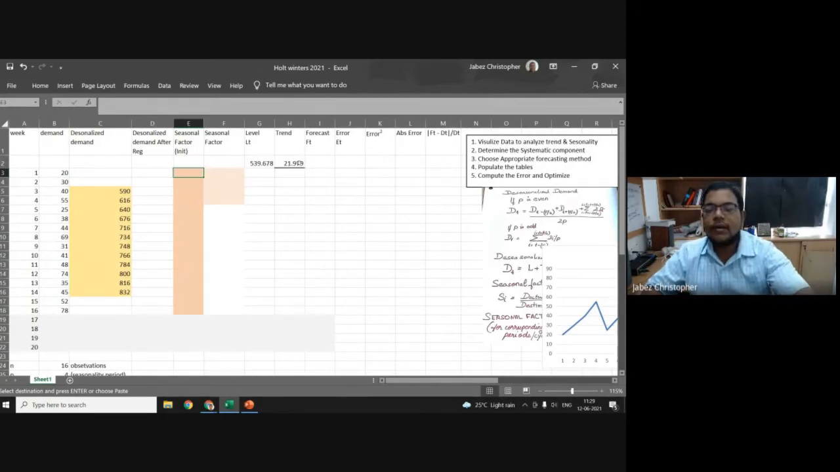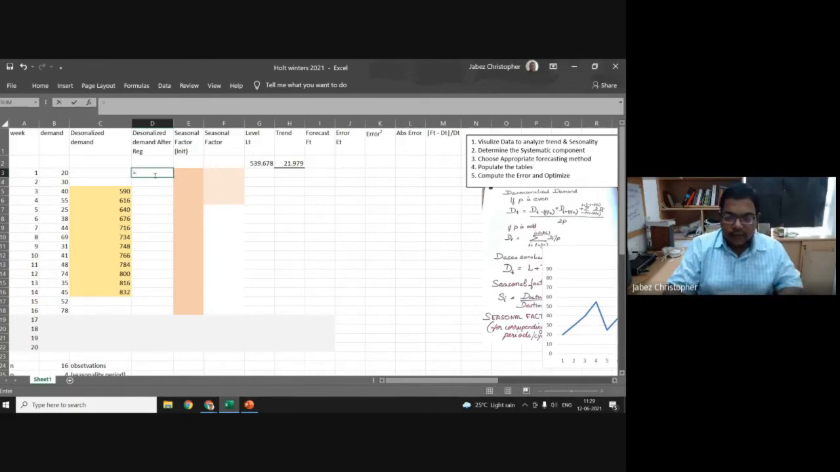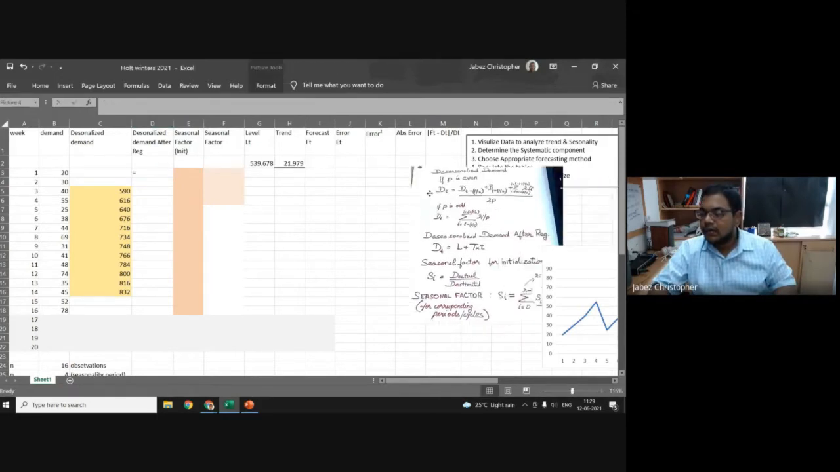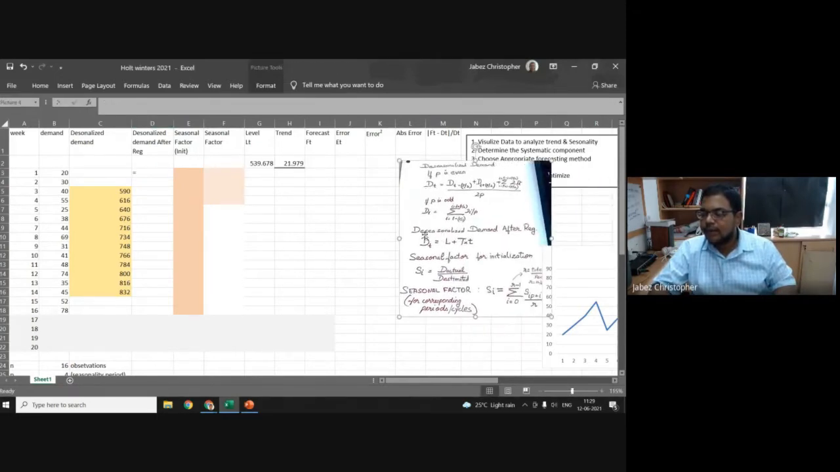Now I need to compute this deseasonalized demand based on my initial values. So here I need to calculate the demand based on my initial level and trend values. That's going to be this one over here. Able to see this? My deseasonalized demand after my initial L naught and T naught. Yes? Yes, sir.